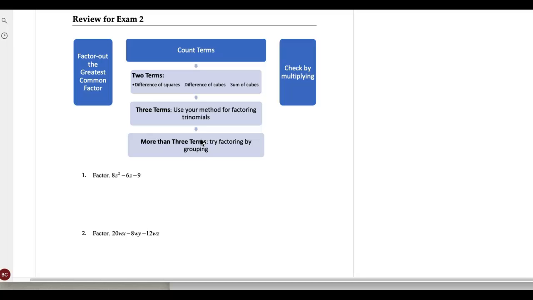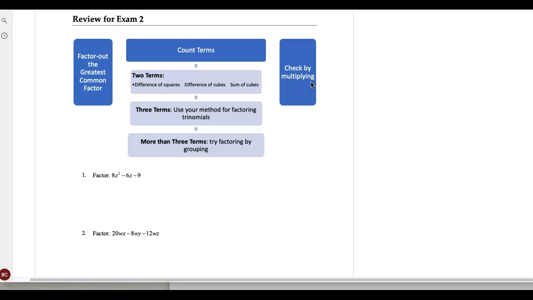And then if there are usually 4 terms, that's when you'll be doing factor by grouping. Also make sure you notice here that I said the first thing that we always want to do is look to factor out the greatest common factor. So we start there, then we figure out what kind of factoring we're going to do, and then you can always check your answers of factoring by multiplying back out what you had before.